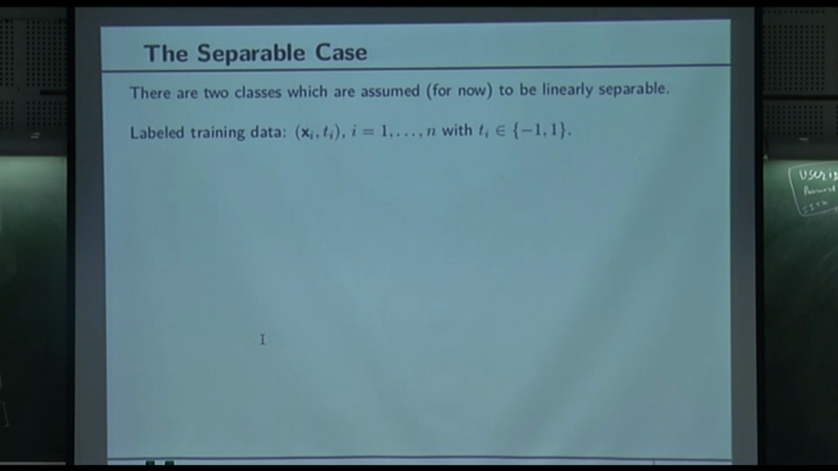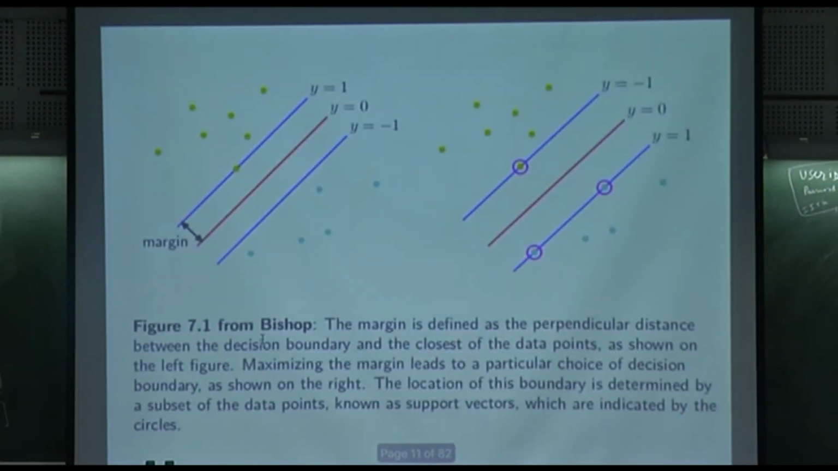So let's start with a very basic idea. Suppose there are two classes. For now, let's assume they're linearly separable. What does linearly separable mean? It means basically there are these two classes, the magenta dots and the yellow dots, and there exists a linear separator. In two dimensions, it means that there exists a line that separates the yellow dots from the blue dots.